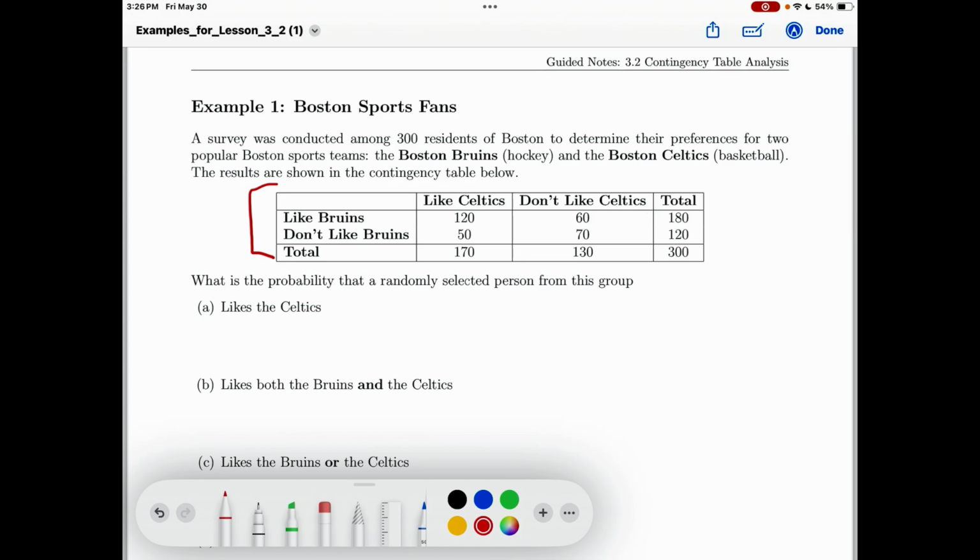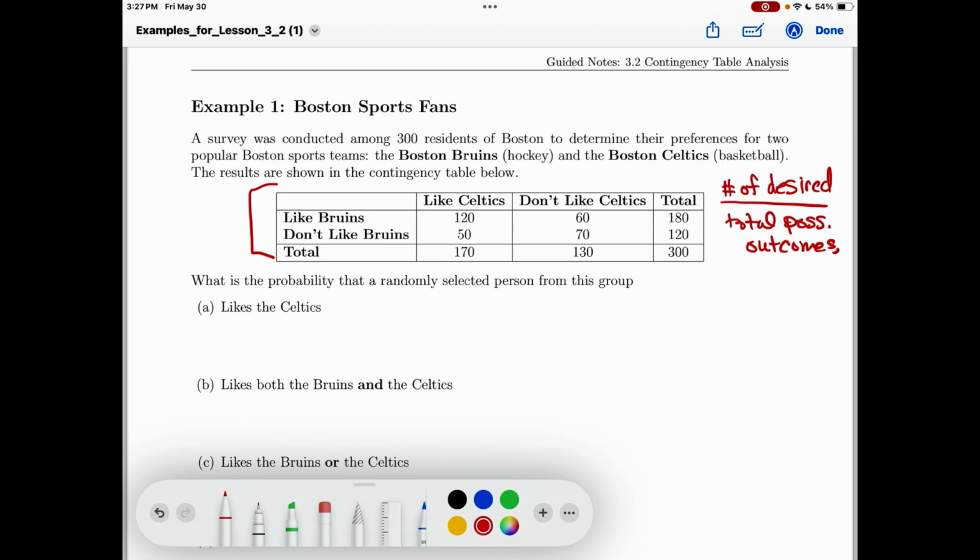And so we have one variable that goes in the rows, and then we have one variable that goes in the columns. So a quick refresher, when we're finding probabilities, the basic idea is we want to look at the number of desired outcomes and divide by the total possible outcomes. So that's what we're going to do here.